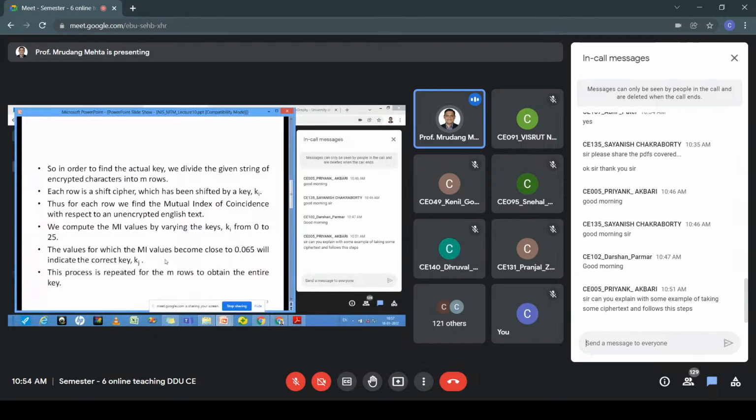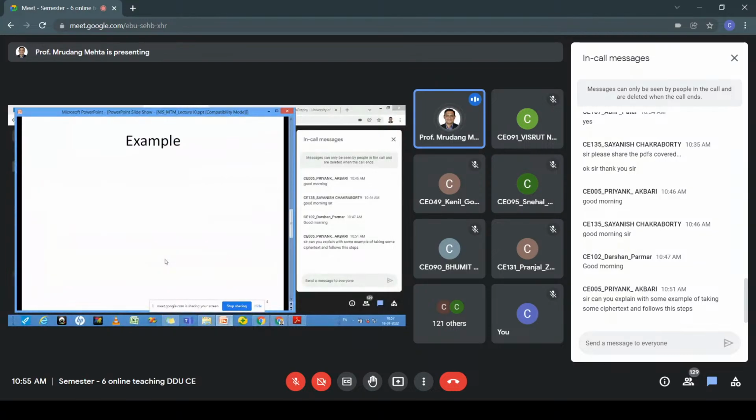Is the process understood? Then I will switch over to the example. Have you understood the process basically? Okay, doesn't matter. Let us discuss this example so that this process will be much clearer to you.